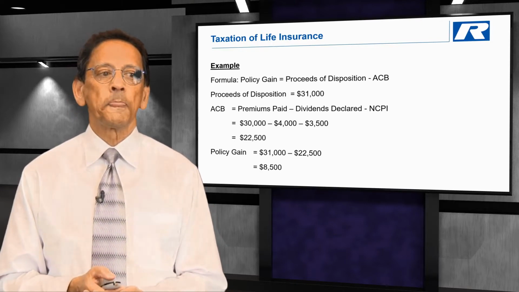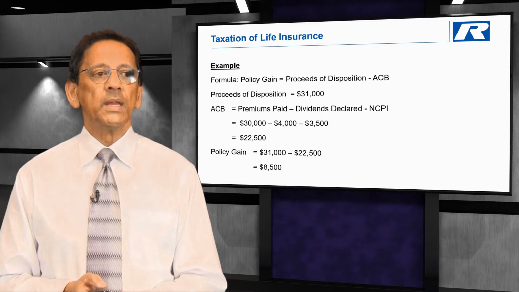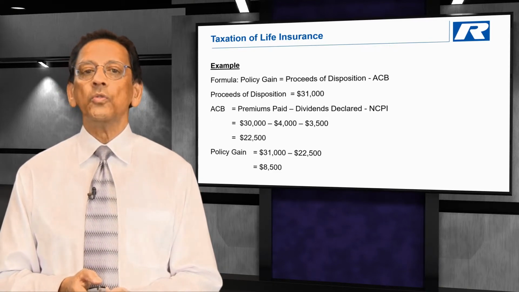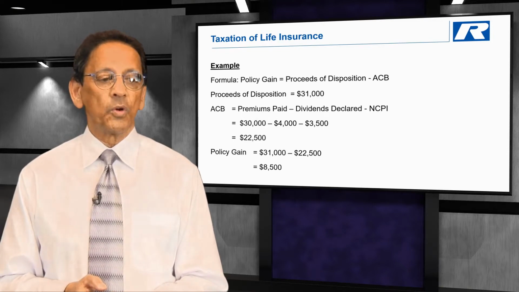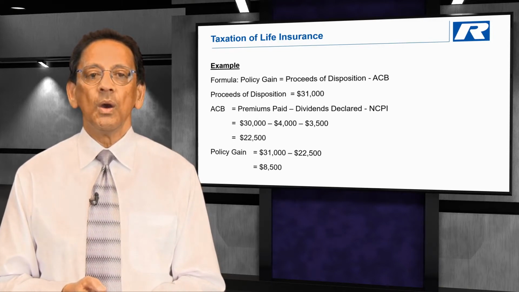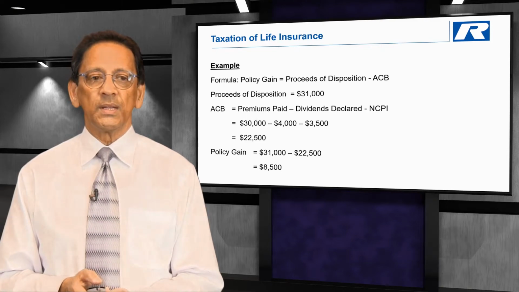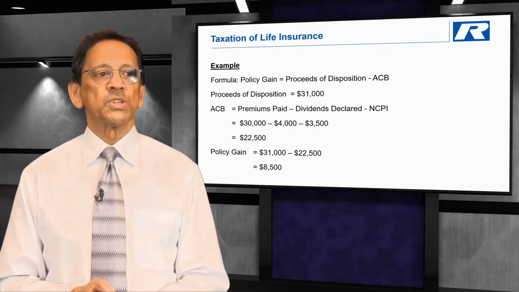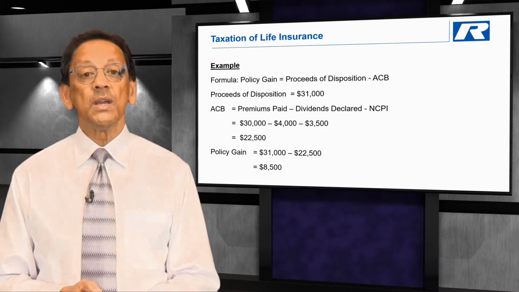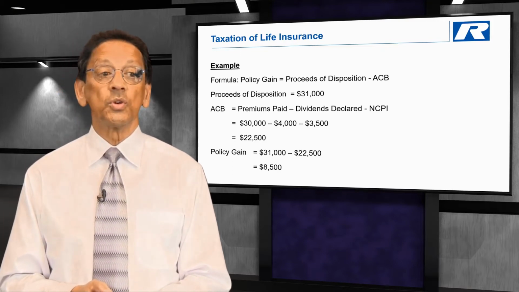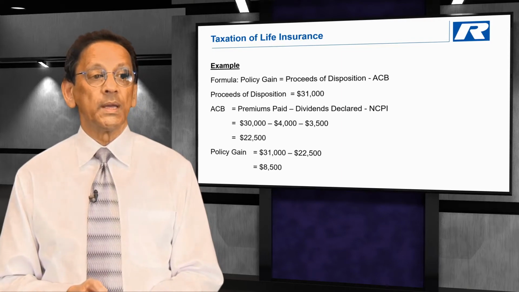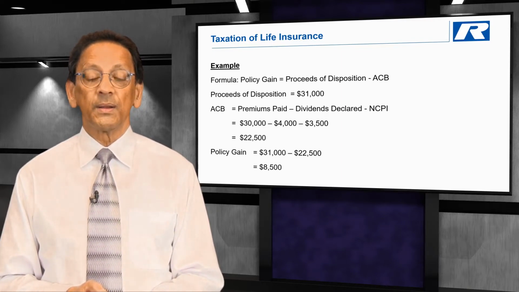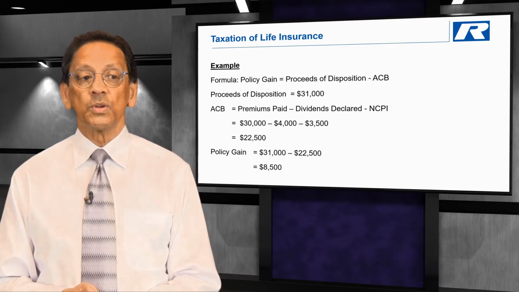Let's now concentrate on the second part of the formula, which is to determine the adjusted cost base of the policy. Now, we need to make sure, as we know, that for the adjusted cost base there are two formulas: one before December 2nd, 1982, and one after December 1st, 1982. So in this case, the policy was purchased in 2003, therefore we have to use the newer formula. And the newer formula is premiums paid minus dividends declared minus the net cost of pure insurance.